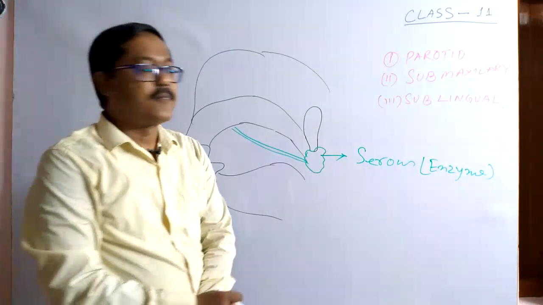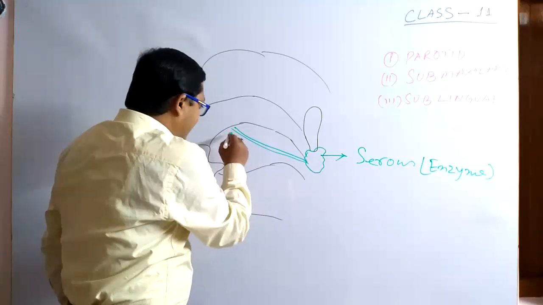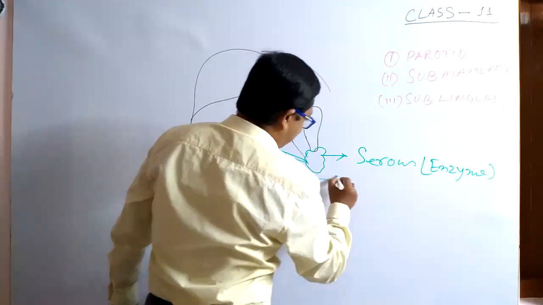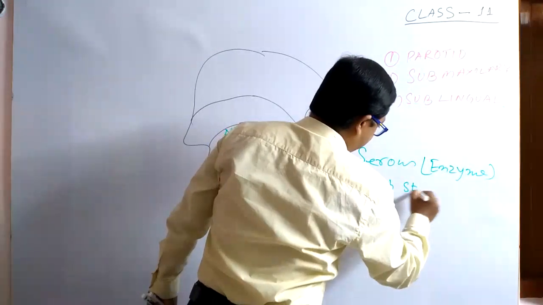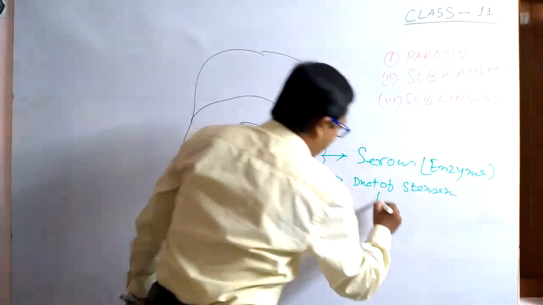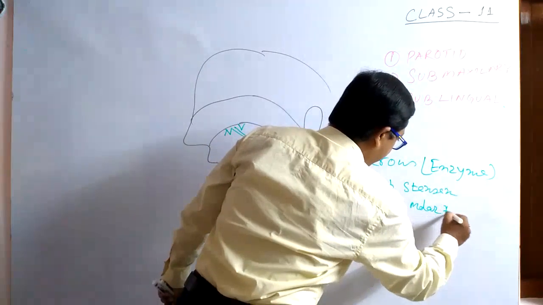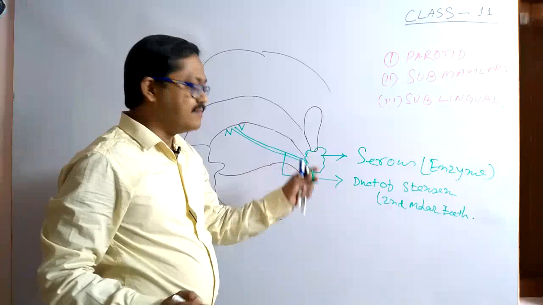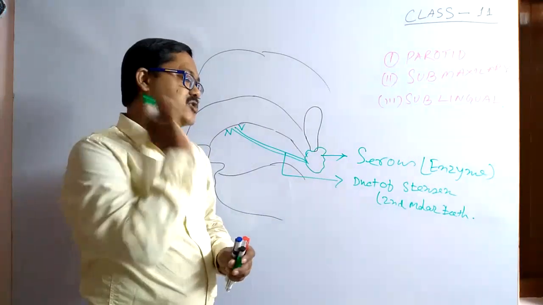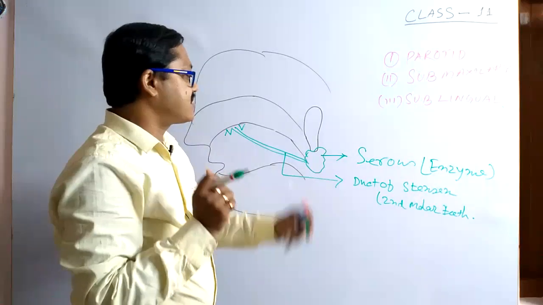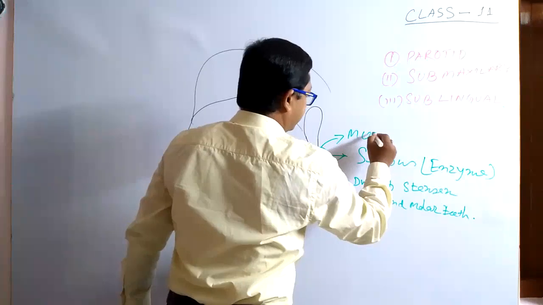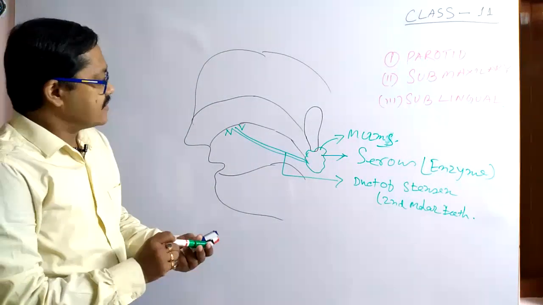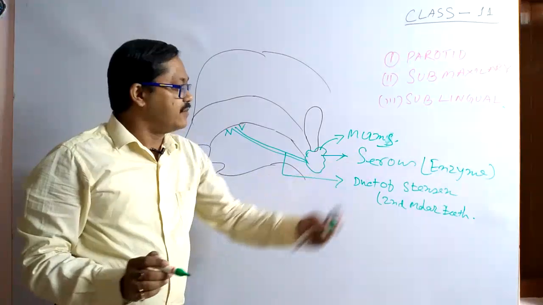The duct of Stensen. Where does the duct of Stensen open? The duct of Stensen opens at the second molar tooth. Sometimes a bacterial infection takes place in the parotid gland, and the gland becomes swollen. This type of disorder is called mumps. The secretory product is an enzyme-rich product.